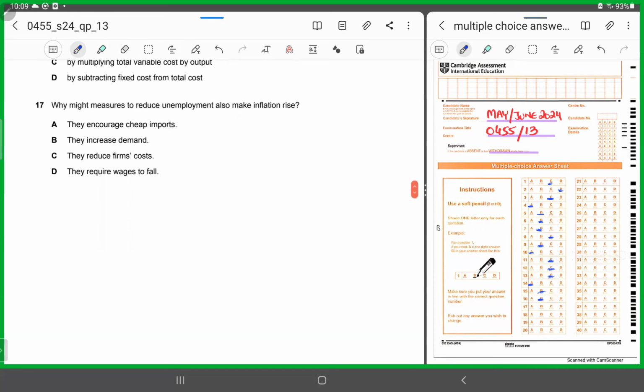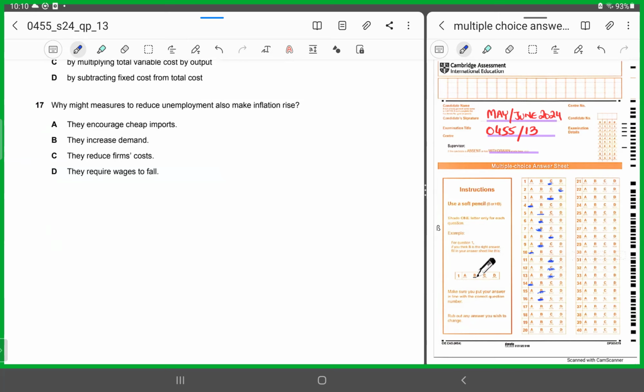Let's look at MCQ number 17. It says, why might measures to reduce unemployment also make inflation rise? Now they are asking how it could be possible that, in order to reduce unemployment, inflation is also witnessed in an economy. So they are asking me the reasons that could be behind policies to reduce unemployment. What could be the reason?